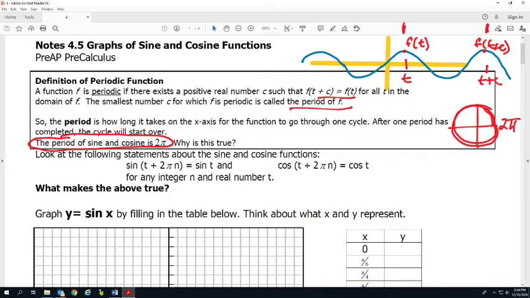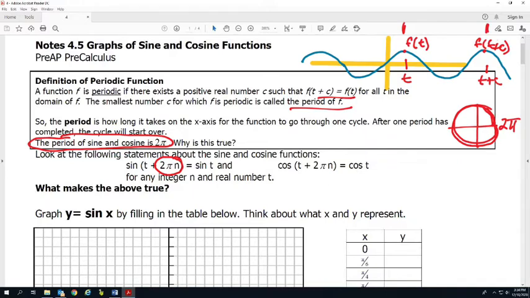So look at the following statements about sine and cosine functions. We've got sine of t plus 2 pi n. This just allows you to get those coterminal angles. Every 2 pi units, we should have a coterminal angle that has the same value, and the n is just doing it over and over again. So sine of t plus 2 pi n equals sine of t, and cosine of t plus 2 pi n equals cosine of t for any integer n and real number t.